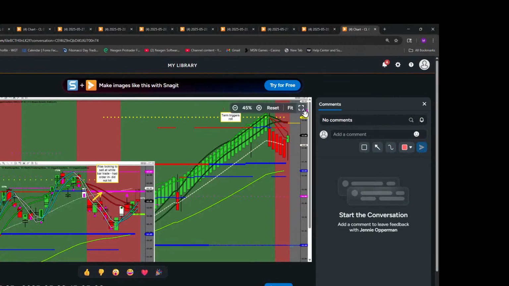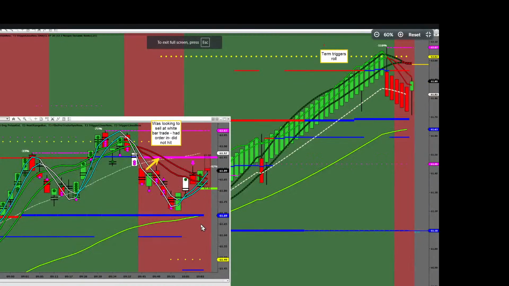And then Miss Jen was looking to sell at white bar trade, had order in, did not hit it. Cool. So this is the HVA trade, Jen. Termination, triggers roll, sell the HVA. Perfect, perfect, perfect. It just didn't get you.